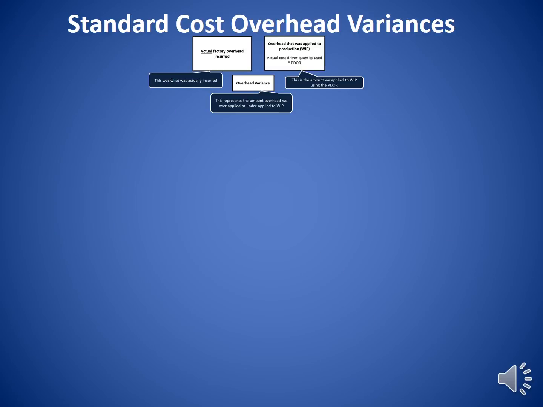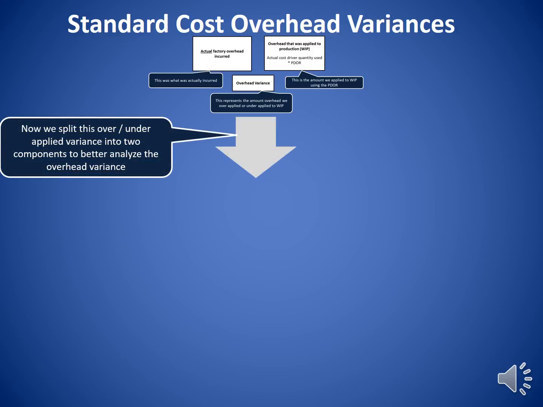Now that we've discussed overhead variances from the 10,000 foot level, where you can simply calculate an overhead variance as being over applied or under applied, we're going to drill down a little bit further, and we're going to split this overhead variance into two components to better analyze the overhead variance, and it's going to get a bit more complicated, so let's go on.